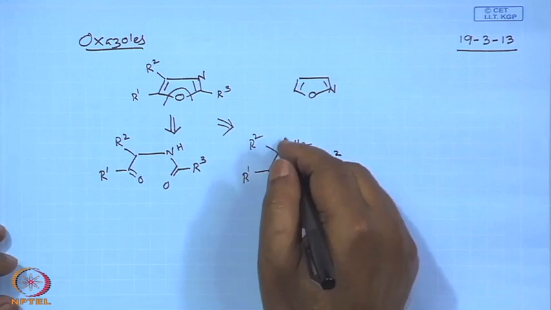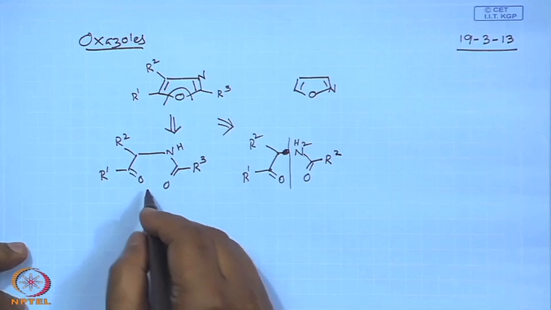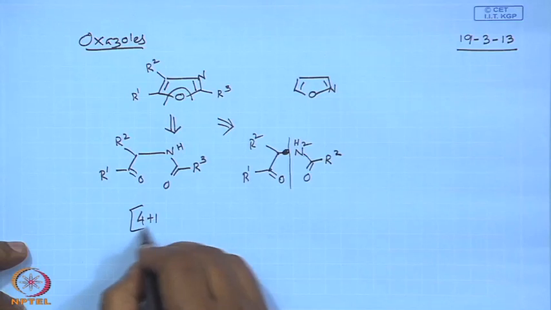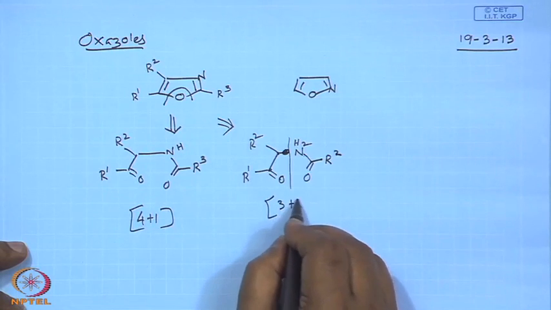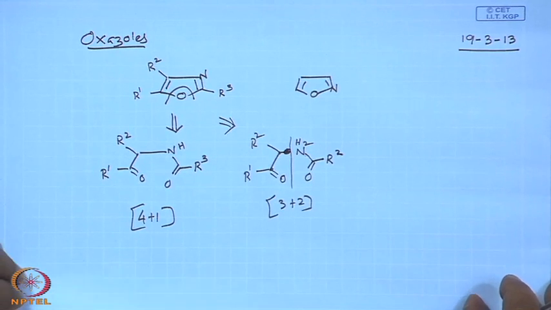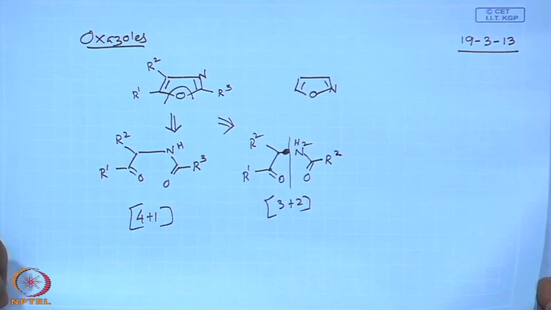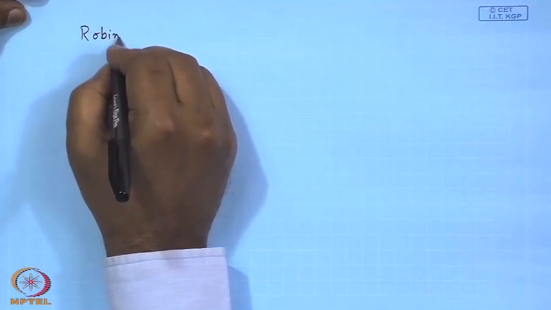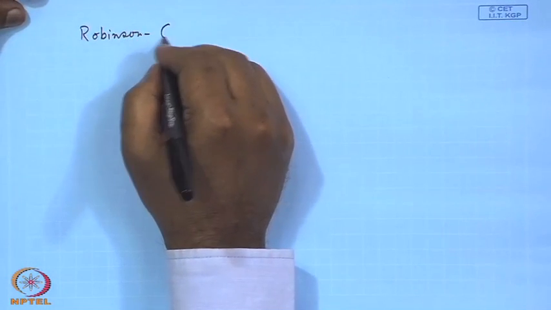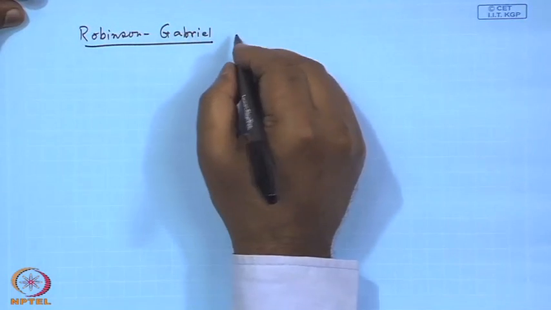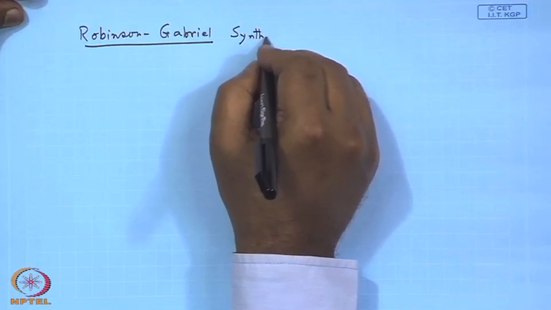So there are ways, but we will look at the first one, that means 4 plus 1. And this is the 3 plus 2 mode. Of course, there are many more, like 3 plus 3 modes. Let us begin with the first one, which is known as Robinson-Gabriel synthesis. Robinson, the famous Robinson of annulations, actually the same person, worked extensively on heterocyclic chemistry, and this is known as Gabriel synthesis.